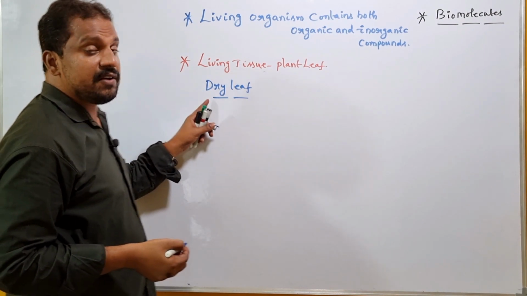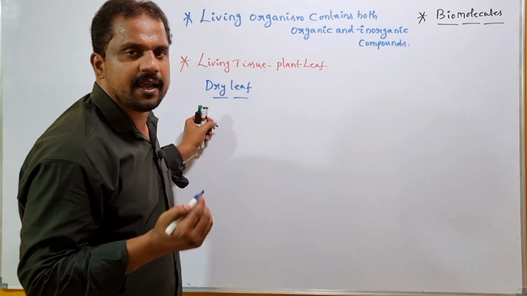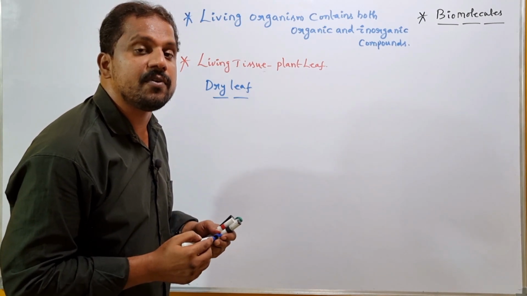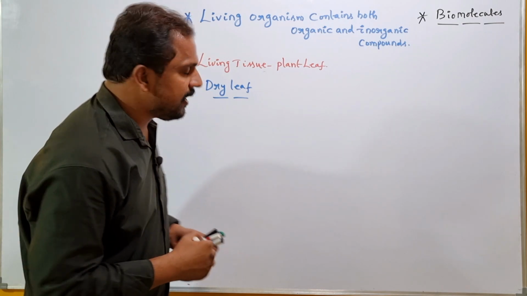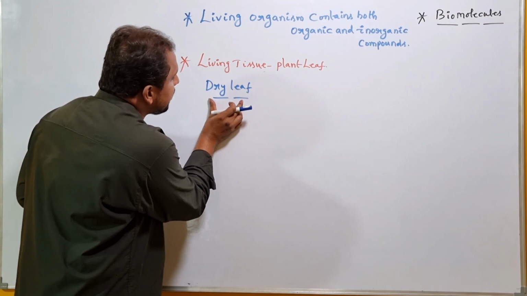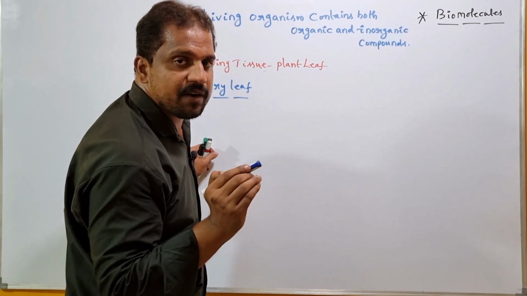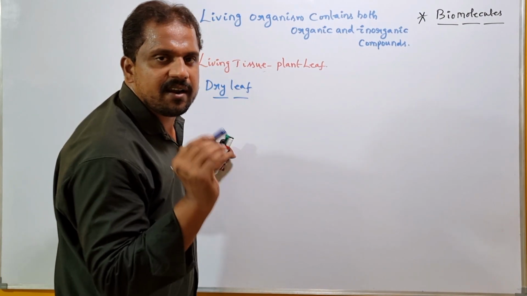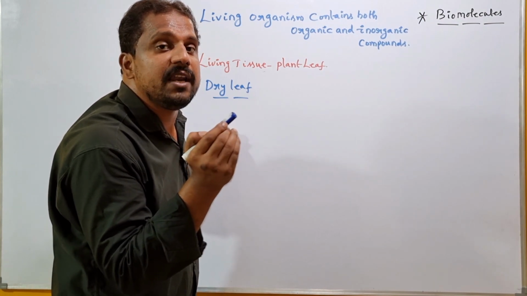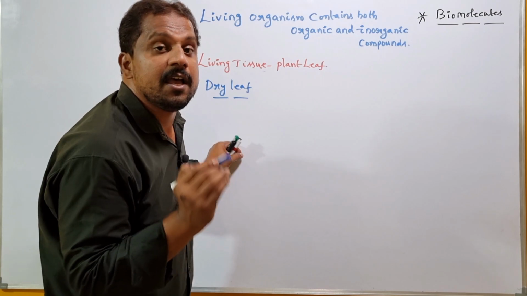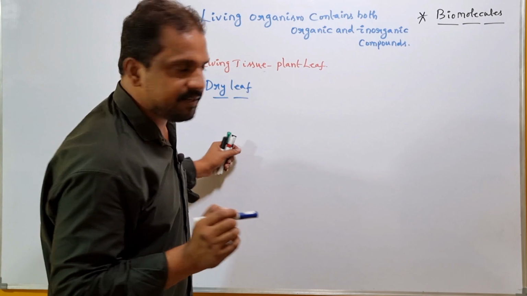Once we expose the dry leaf to fire, or once we burn the dry leaf, all the carbon compounds get oxidized in the form of carbon dioxide as well as water vapor. Is it clear? All the carbon compounds present in the dry leaf get oxidized into carbon dioxide and water vapor. In the same way, all the organic compounds present in the dry leaf are capable of liberating heat in the presence of oxygen by a specific mechanism, which is nothing but combustion. Is it clear?